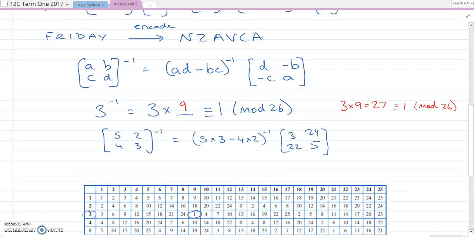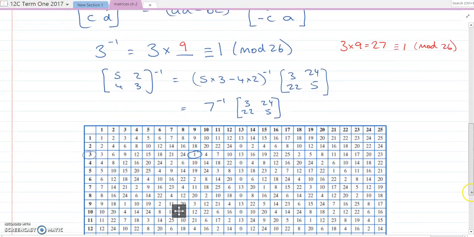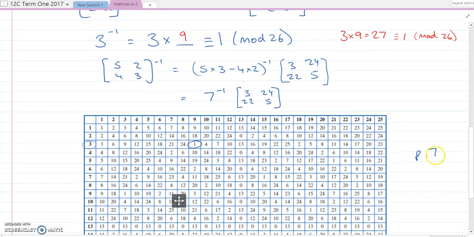So we're going to get some big numbers when we multiply this, which is going to be difficult. But we only have to do it once. We only have to find this inverse once. So we get 5 times 3 is 15 minus 8. We get 7 inverse times 3, 24, 22, 5. We go to a big table here, which is in your textbooks on page 79. Inverse of 7: here's 7, we look for the 1. Here's the 1, we go up, and that is 15. So this equals 15.